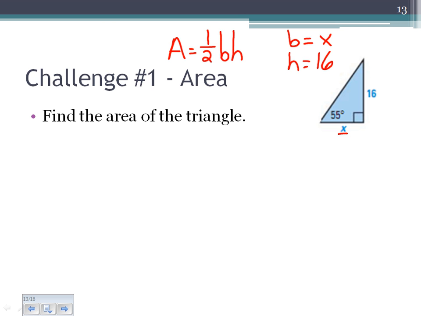So remember, your first step is to find x. Completely ignore the area formula. How do we find x? Okay, let's pretend. Let's get rid of the area issue. If it just said find x, what would you do? Yeah, you use the tangent, just what we've been practicing. So first step, everybody find x.